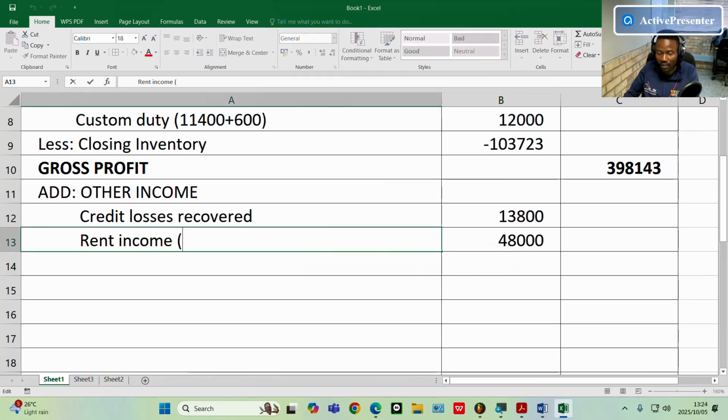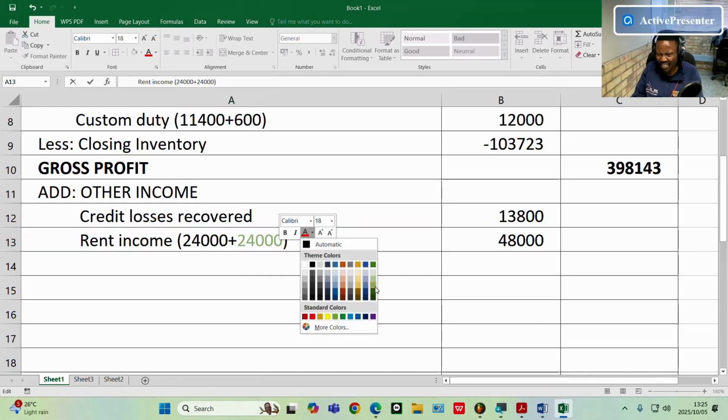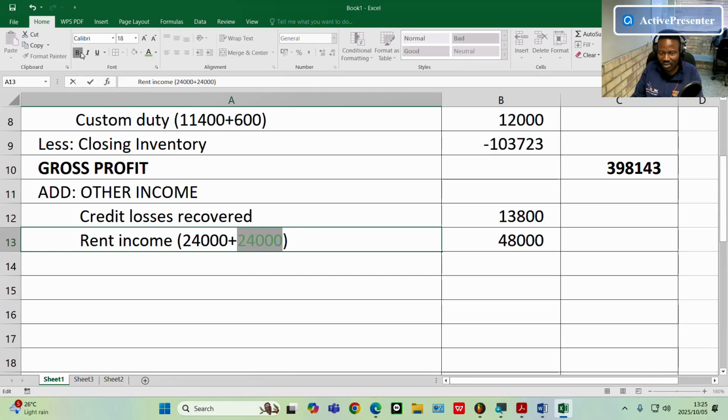We've already received 24,000. Now, how are we going to get the remaining balance that we have not received yet, which we normally call accrued income? So we're going to take the final amount minus the amounts we have received. Then we get what we need to add in order to get the rest of the amount, which was 24,000. So this is accrued income. Let me turn it green. It's accrued income.